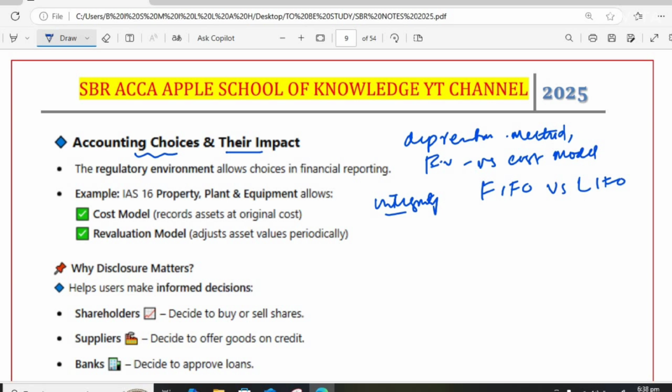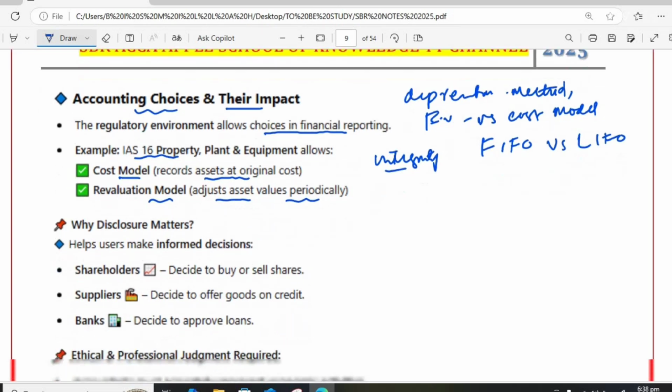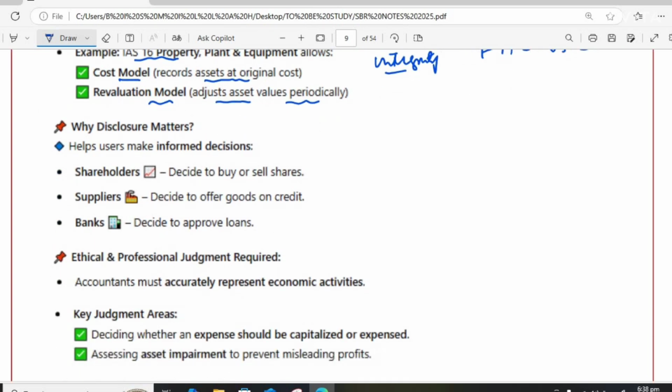If you see here, the regulatory environment allows choices in financial reporting. For example, IAS 16 Property, Plant and Equipment allows the cost model, which records the asset at its original cost, and the revaluation model, which adjusts the asset value periodically, right? Now let's move on. We have to discuss why disclosure matters. We have discussed previously that if you want to make some deviation, then you have to disclose it.